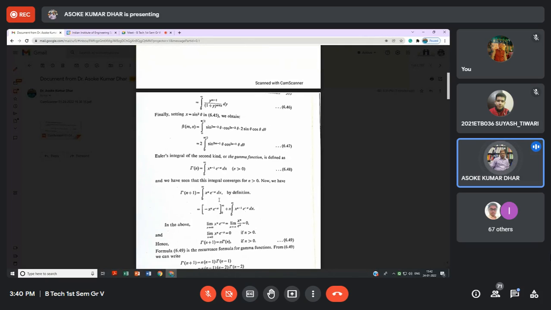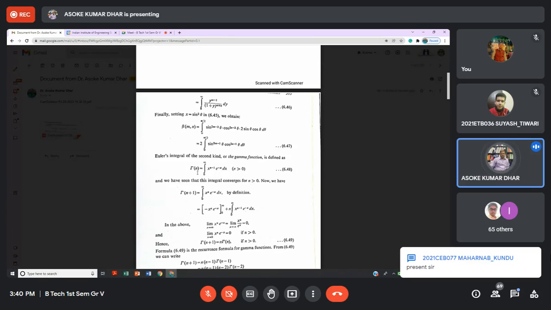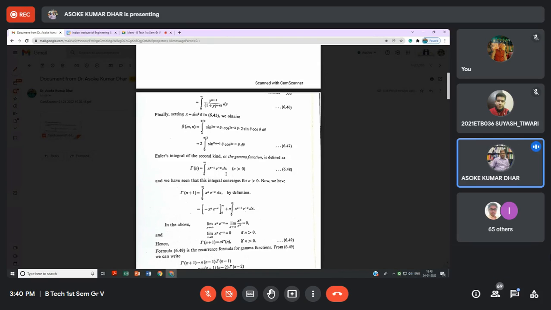Another integration is known as the gamma function. It is easier than the beta function, denoted by gamma n. Gamma is the capital Greek letter gamma. This depends only on a single parameter n: the integral from 0 to infinity of x to the power n minus 1, e to the power minus x dx, for n greater than 0. Remember that this is type 1 improper integration, and this integral converges for n greater than 0. Actually, the proof is beyond the syllabus, so we just give the definition and different properties.